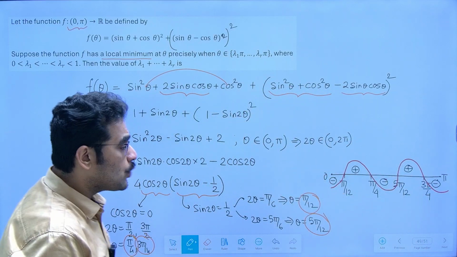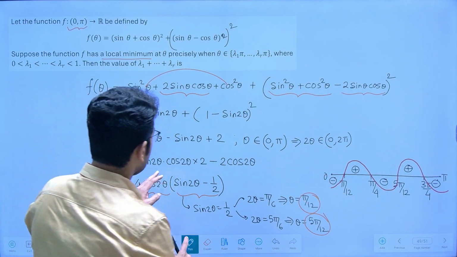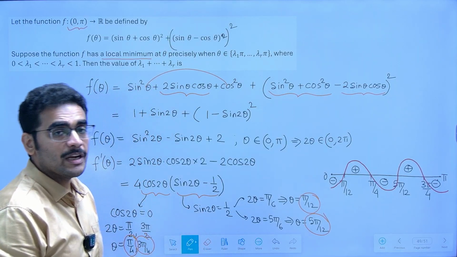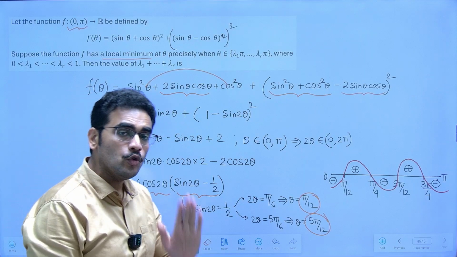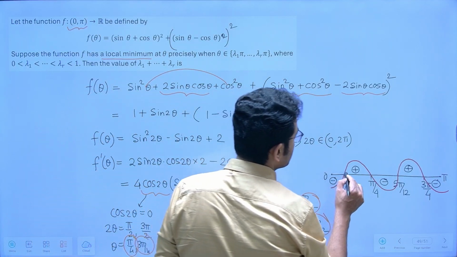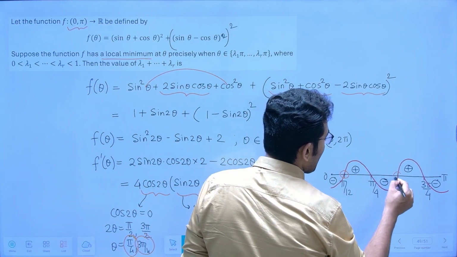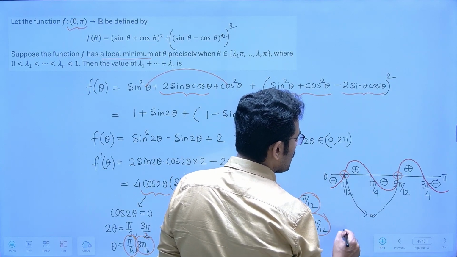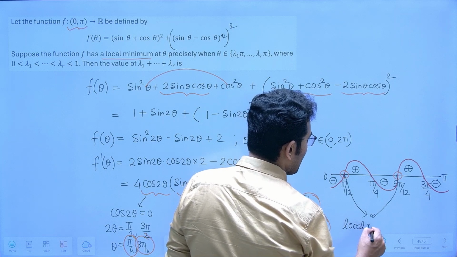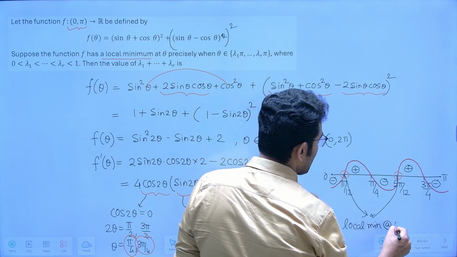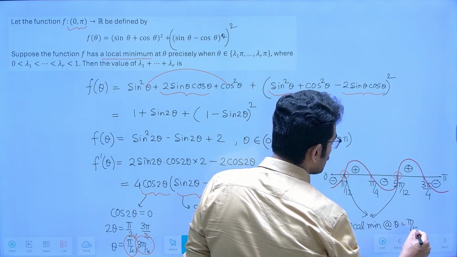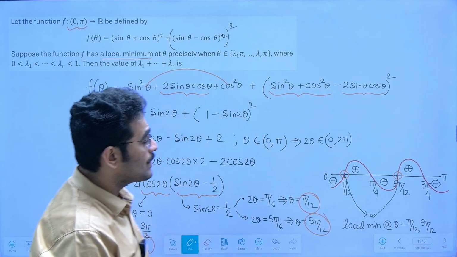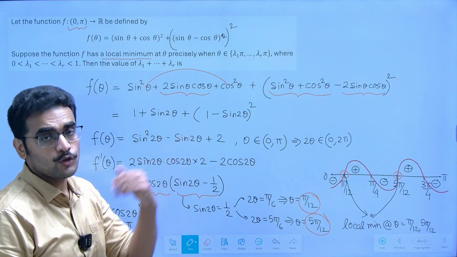So what are the points of local minima? For local minima, we know that the derivative changes sign from negative to positive. So where is the negative to positive change happening? At pi by 12 and 5 pi by 12. So these are the 2 points of local minima. So local minima at theta equal to pi by 12 and 5 pi by 12. These are the 2 values of local minima where the derivative changes from negative sign to positive sign.